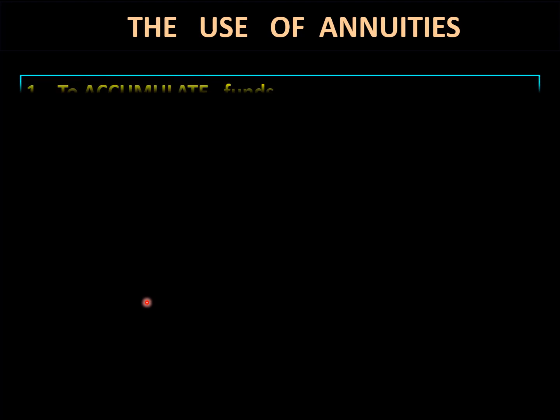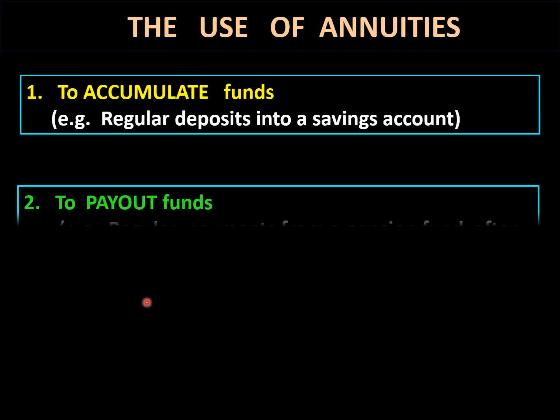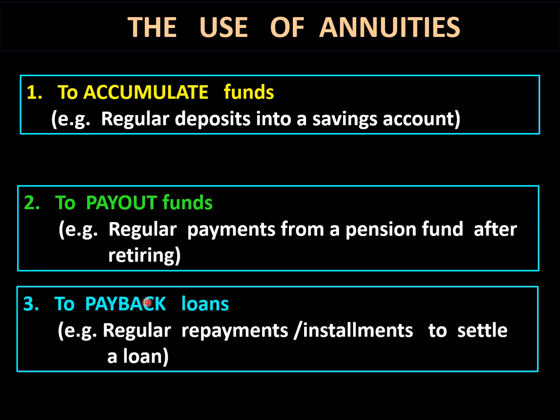Let's look at where we can use annuities in everyday life. First one, to accumulate funds. So we have regular deposits into a savings account. That's how you can accumulate funds. That is an annuity. Or we can have payouts. If you have a pension fund, every month you get a payment of a fixed amount depending on the agreement. Then if you take a loan, you have to repay the loan, and those repayments have to be regular payments over a period of time. So those are 3 types of examples of annuity.